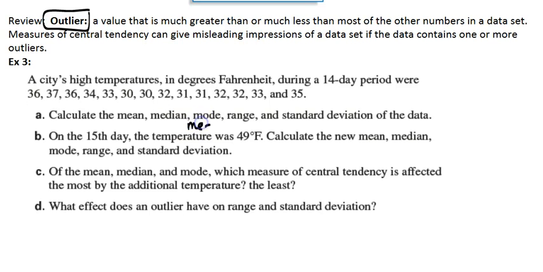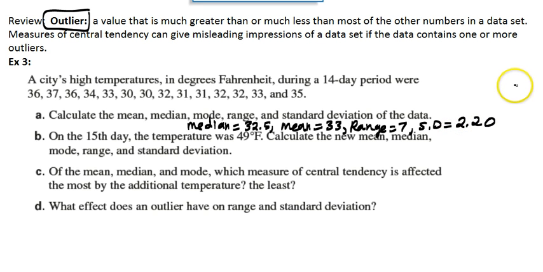All right, I got a median of 32.5 from my calculator output. I got a mean of 33. I have a range of 7. My standard deviation was 2.20. And my mode I found by hand, and I found it to be 32. There's more 32s than anything else.